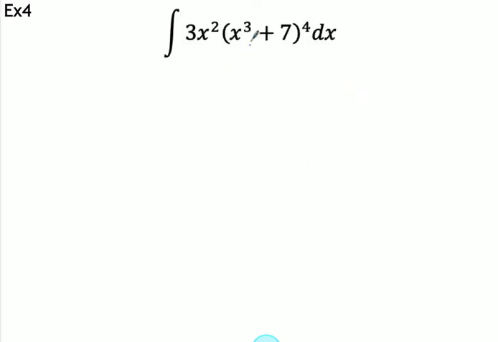So here hopefully we can see x cubed plus 7 will differentiate to give 3x squared, or something related to 3x squared. So just like before, we need to imagine what must I differentiate to get this. Well, it's this to the power of 5. So let's try that to begin with.